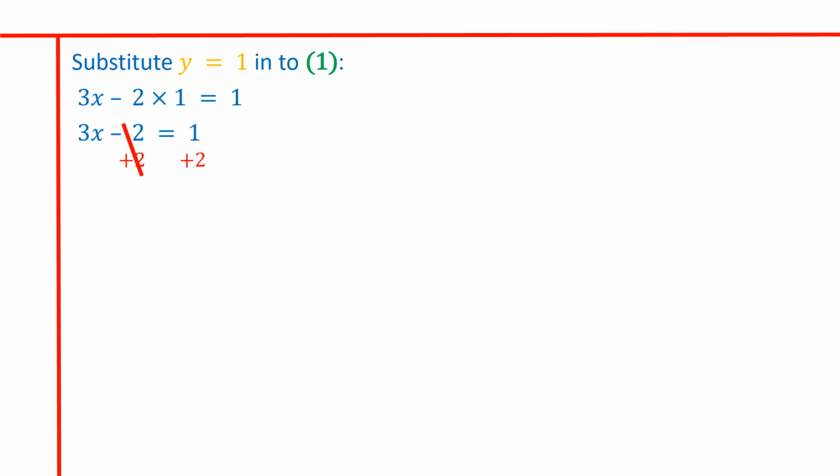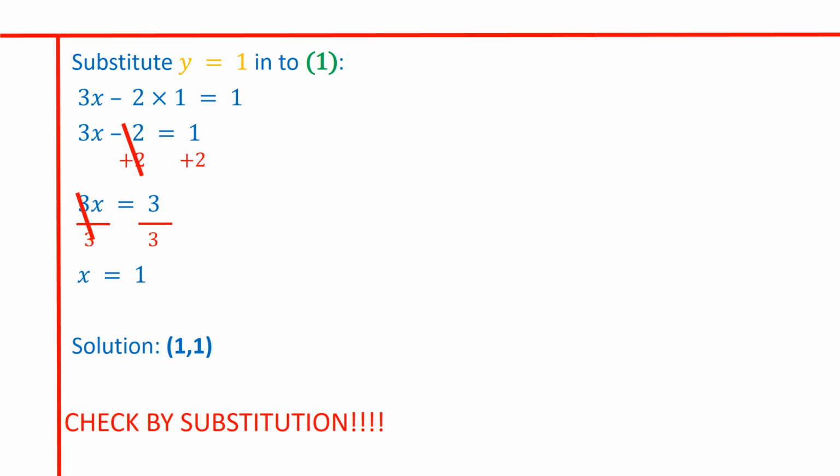Minus 2 plus 2 cancels out. And we've got 3x equals 3. To get x by itself, we divide each side by 3. 3 over 3 cancels out because it equals 1. And we're left with x equals 1. So our solution for this set of linear equations is 1, 1, and again you need to check by substitution for those ones as well.